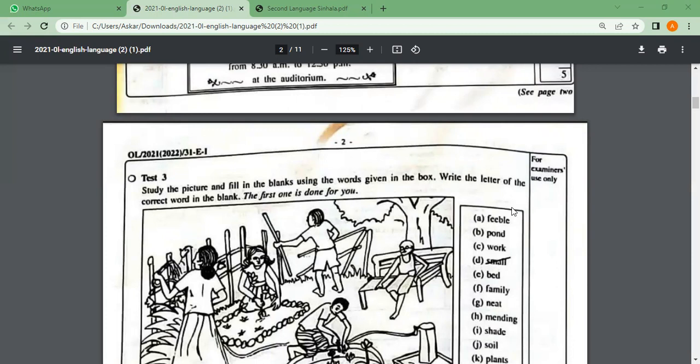We call it lacking physical strength, especially as a result of age or illness. So because of age or illness, we call it feeble. Synonym: weak.